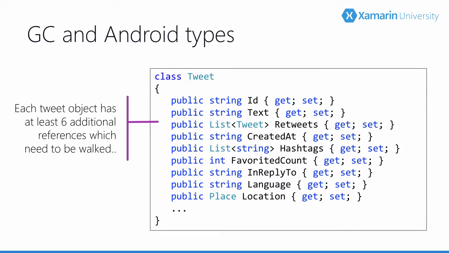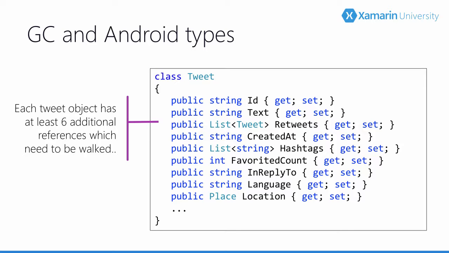So let's take an example. What if each of our tweets had a bunch of objects in itself? And so notice here we've got an ID, some text, some more retweets, which has tweets in themselves. We've got another string to create it. We've got some hashtags, which is a list of strings. We have an in reply to, which is a string, a language, which is a string, and a location, which is a place object.